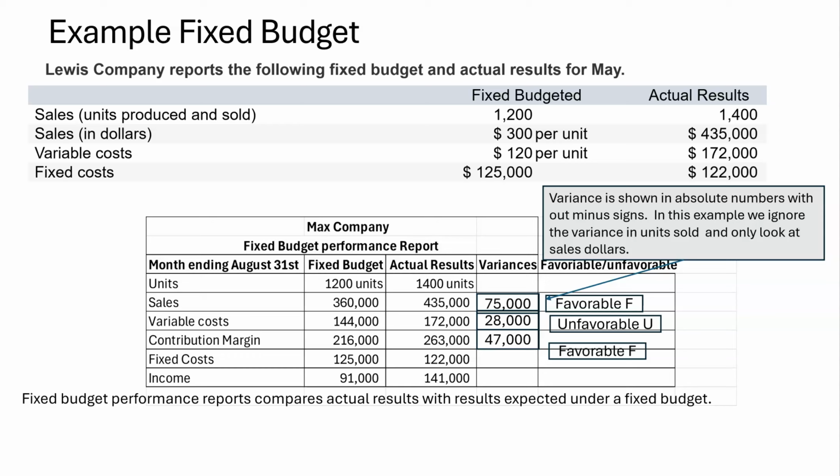Now, in this case, our contribution margin overall is favorable. We actually had a better return than we expected. Our fixed costs were also lower than we expected. So overall, we had a favorable variance of 50,000. But the truth is, what really happened? Because we also sold a different number of units. The budget is only based on 1,200 units, but we actually sold 1,400.